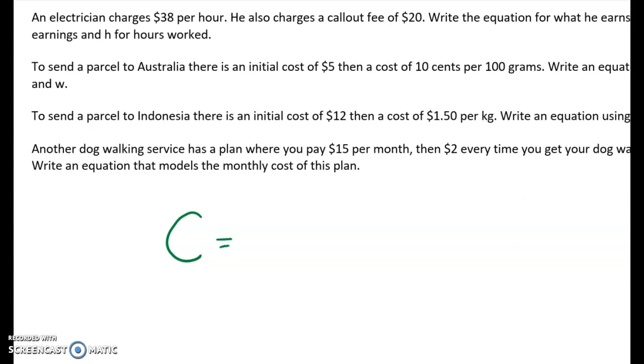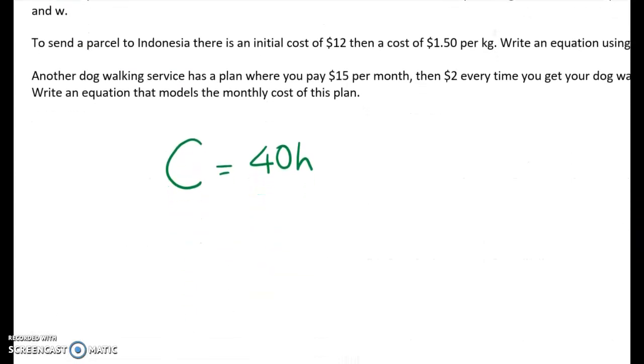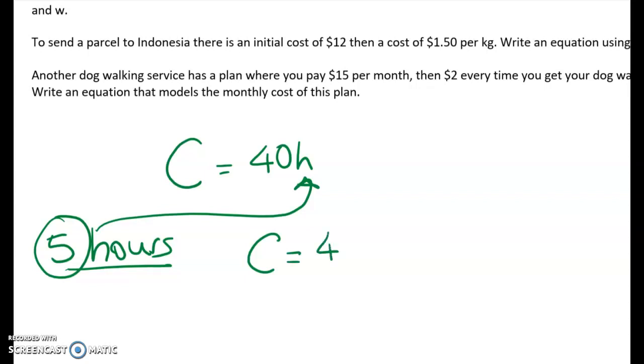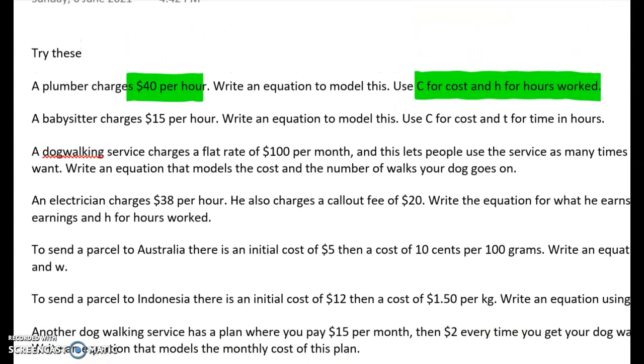C, the cost of the plumber, is going to be 40 times H, because we were told to use H for hours worked. So now if someone said, what if you got a job done that took 5 hours, show what it would cost. You take the 5 and you substitute it in where the H is. So you'd go C is equal to 40 times 5, which is $200. Okay? So that's that first equation done. Right, no y-intercept and a gradient of 40.